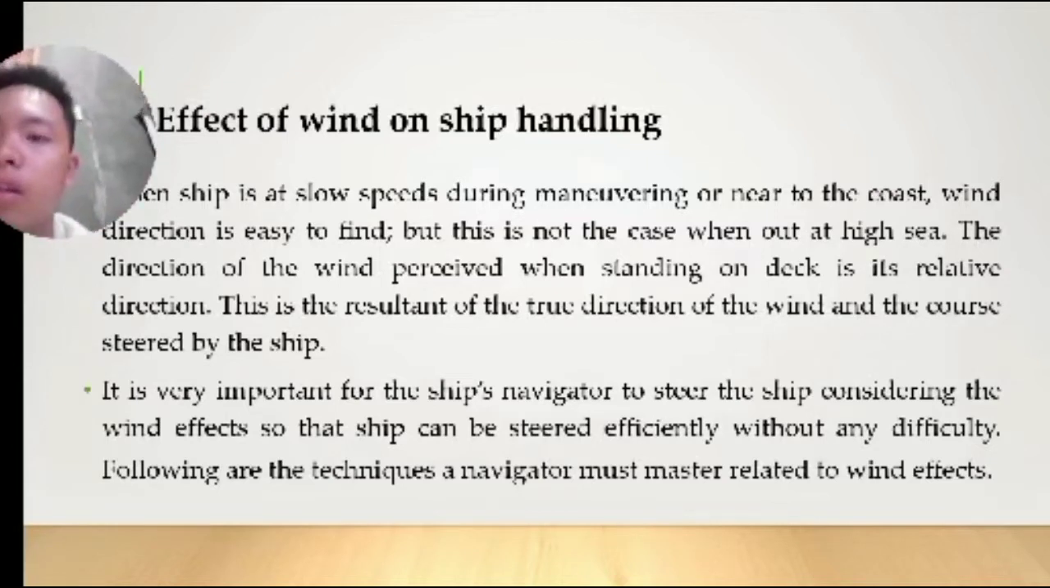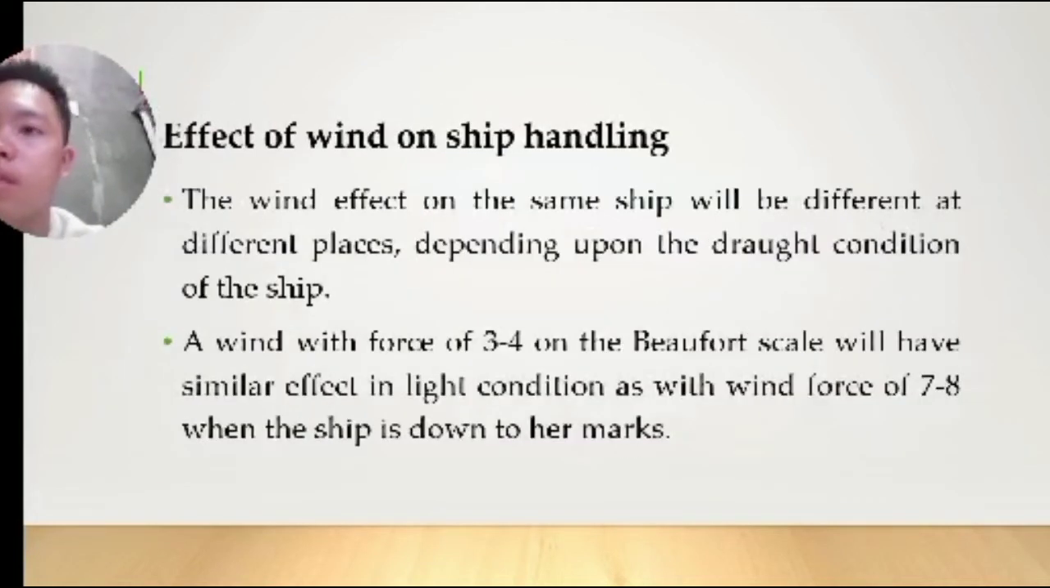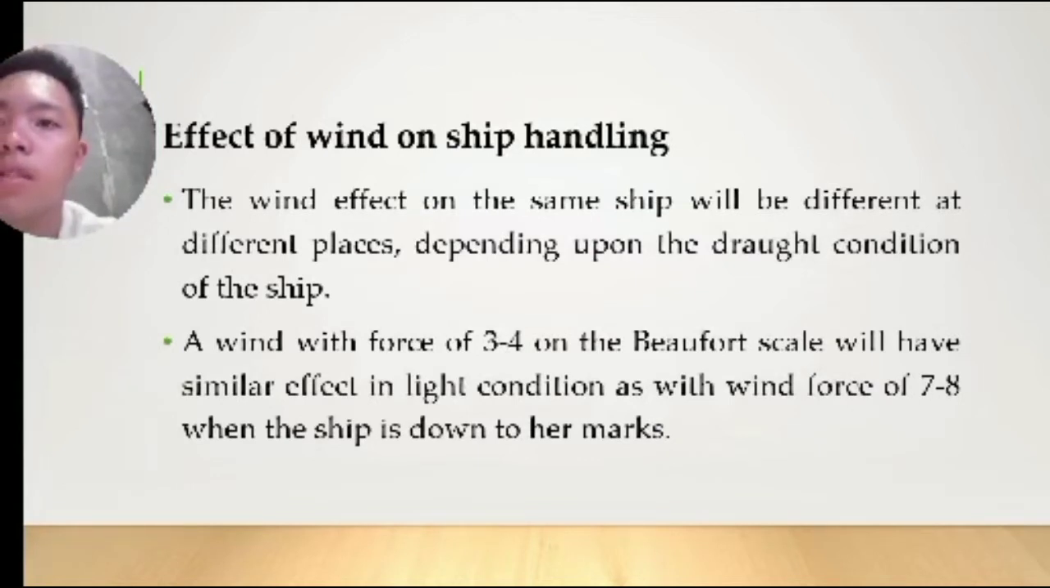Following are the techniques a navigator must master related to wind effects. The wind effect on the same ship will be different at different places, depending upon the draught condition of the ship. A wind of force 3 to 4 on the Beaufort scale will have similar effect in light condition as with wind force of 7 to 8 when the ship is down to her max.